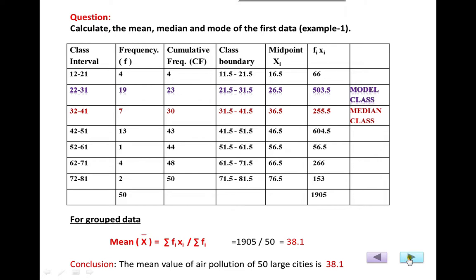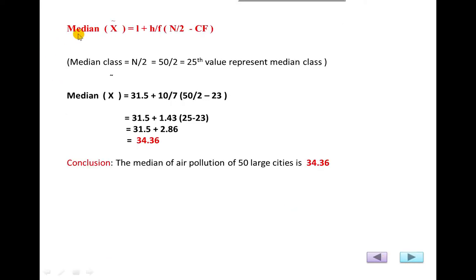So in the next slide, median is equal to L plus h upon f in bracket n upon 2 minus CF. L is the lower class boundary of the median class, f is the frequency of the median class, CF is the cumulative frequency previous to the median class. So how do we find the median class?